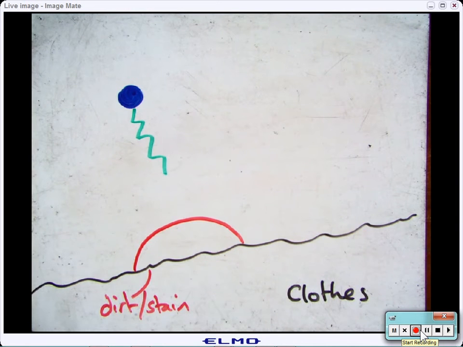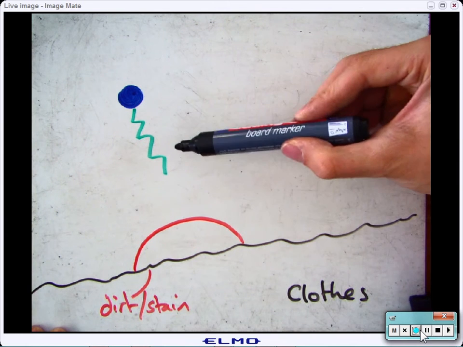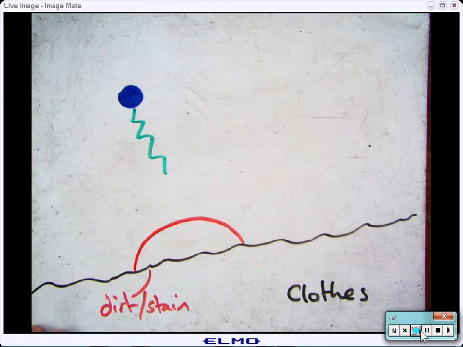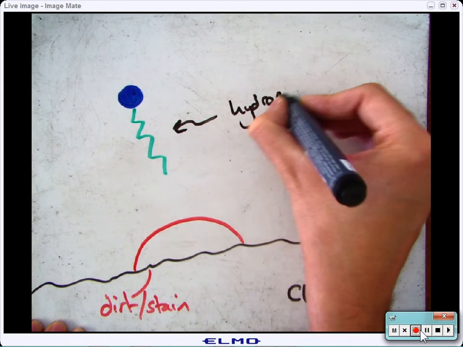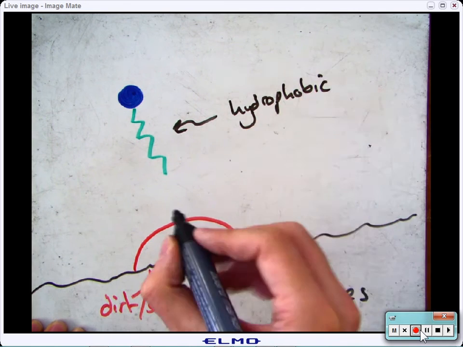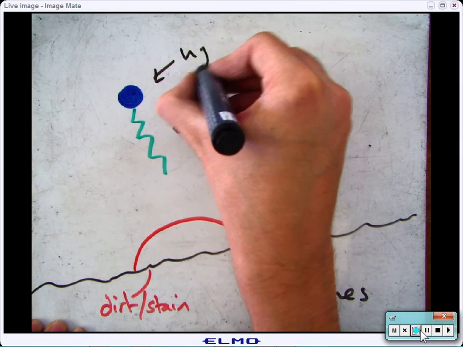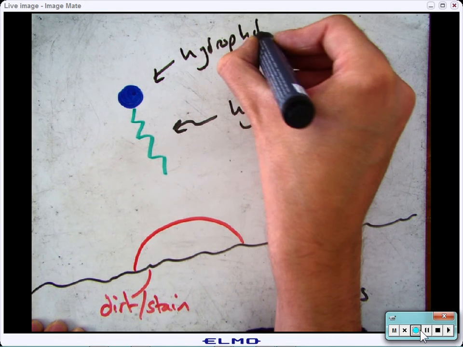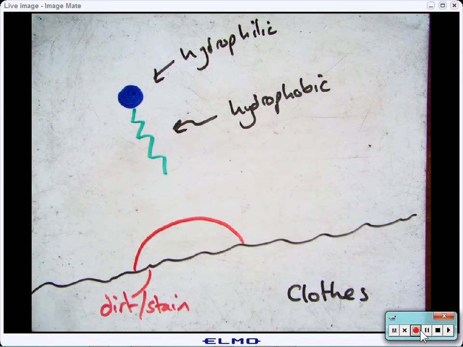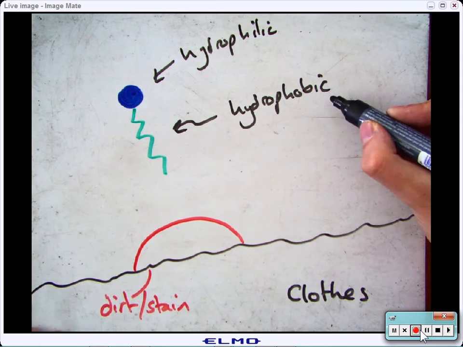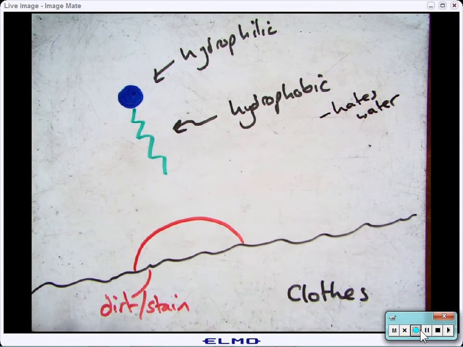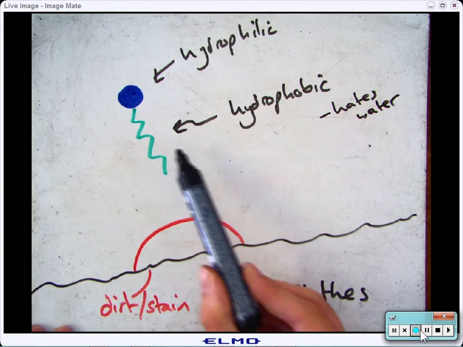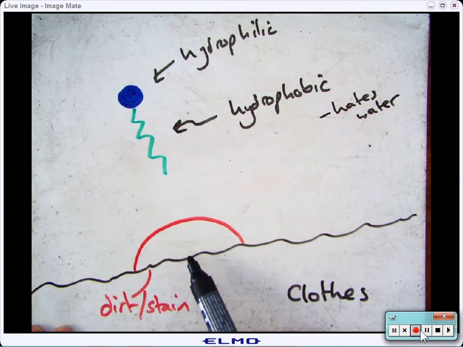If you have a piece of clothing, like I've got down here, with a dirt or stain on, when you put the soap into it, as we've said before, the soap has two parts. The hydrophobic part and the hydrophilic part. Now, because the hydrophobic part hates water, it will try and get away from it. Now the best way for it to do that is to bury itself into the dirt.